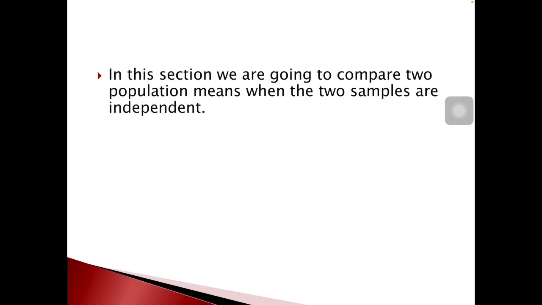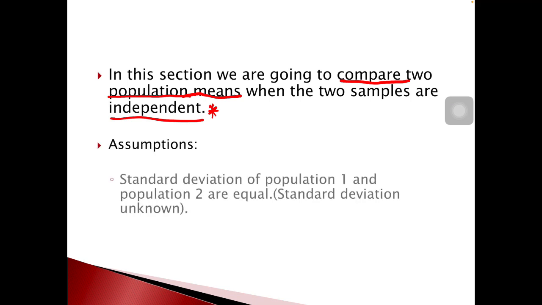In this section, we are going to compare two population means when the two samples are independent. This is really important. We are considering two independent samples. Here you can see the assumptions we are considering in this section.